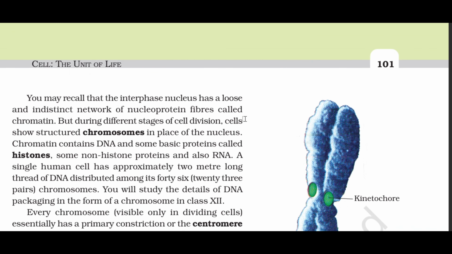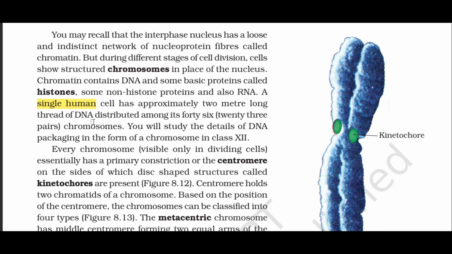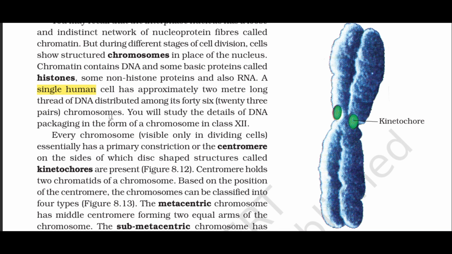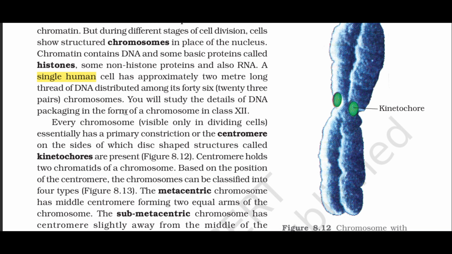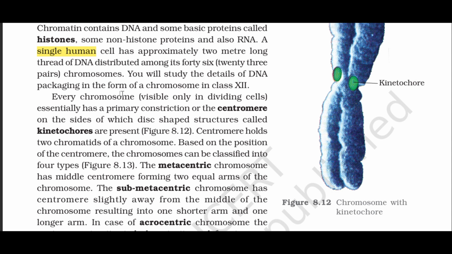You may recall that the interphase nucleus has a loose and indistinct network of nucleoprotein fibers called chromatin. But during different stages of cell division, cells show structured chromosomes in place of the nucleus. Chromatin contains DNA and some basic proteins called histones, some non-histone proteins, and also RNA. A single human cell has approximately 2 meter long thread of DNA distributed among its 23 pairs of chromosomes. You will study the details of DNA packaging in the form of a chromosome in class 12.